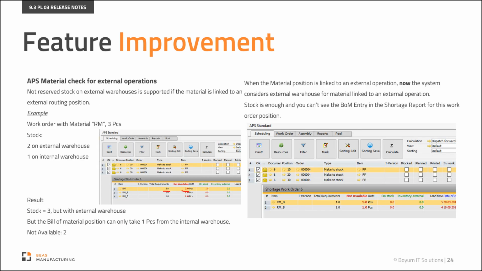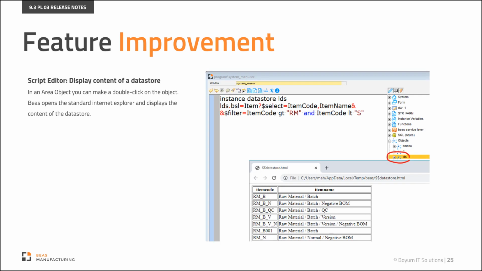In the area of APS, we have added material check for external operations. Not reserved stock on external warehouses is supported if the material is linked to an external routing position. When the material position is linked to an external operation, now the system considers external warehouse for material linked to an external operation. Stock is enough and you can see the bill of materials entry in the shortage report for this work order position. The script editor has also been improved.